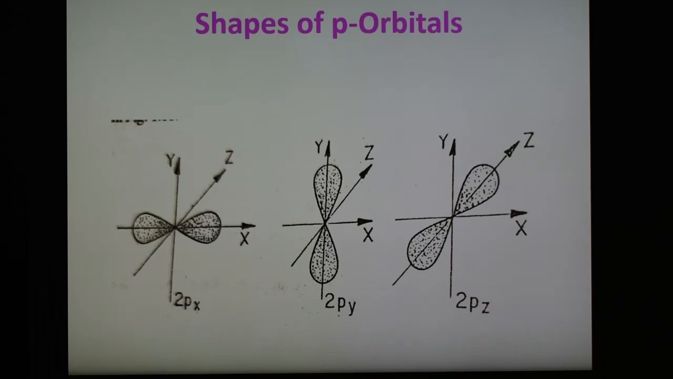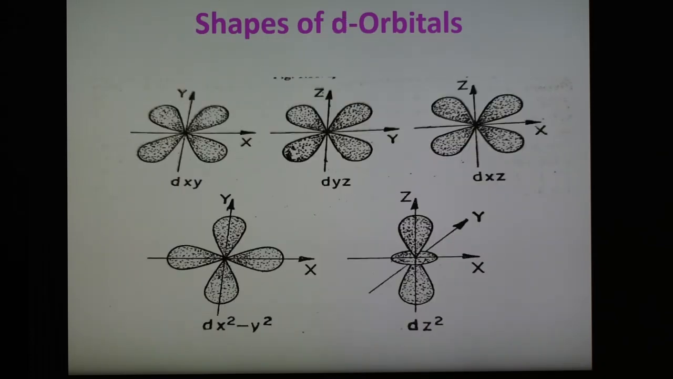And next one is now d-orbital. D-orbitals are 5 types: dxy, dyz, dxz, dx square minus y square, and dz square. For d-orbital, L equals 2. Therefore, the value of magnetic quantum number m equals -2, -1, 0, +1, +2.